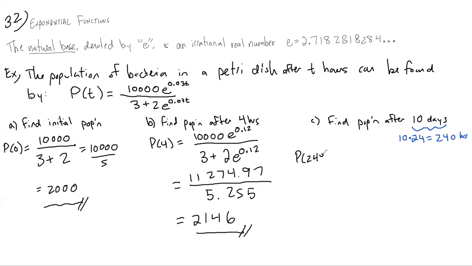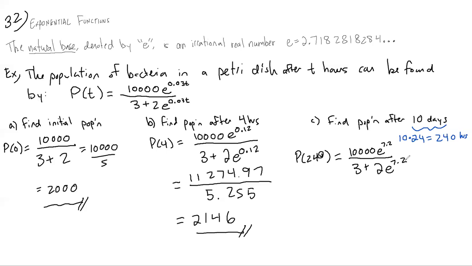So P of 240 is going to be 10,000. And I'm going to simplify the 240 times 0.03, so that'll be e to the 7.2, divided by 3 plus 2e to the 7.2. I'm going to just do this in one go in my calculator, so just make sure you're careful with brackets, like in dividing the bottom. It's probably good practice for you to try to get this in there in one go.